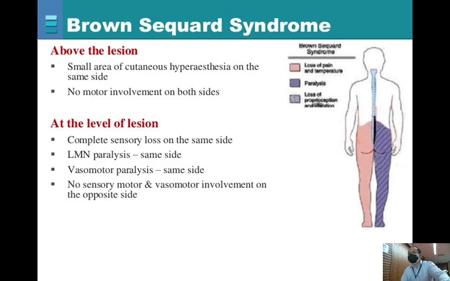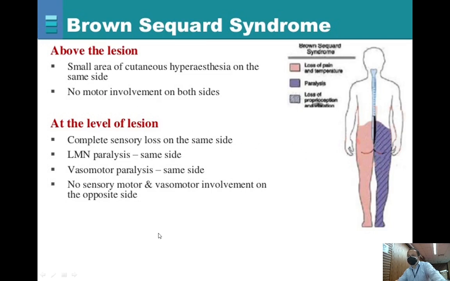Above the lesion, we have a small area of cutaneous hyperesthesia on the same side, with no motor involvement on both sides. Here it says no motor involvement on both sides, but in a number of textbooks you'll find mention of lower motor neuron lesion. Above the lesion you'll not have any motor involvement. I was thinking of at the level of the lesion. So at the level of the lesion, what happens?